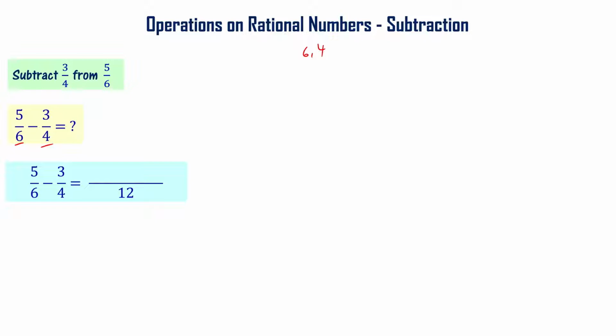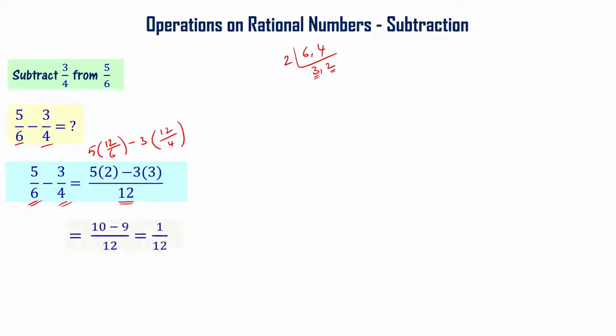6, 4. Then you have nothing common among 3 and 2. So 2 into 3 into 2, that is 12. That's why we have written LCM 12 here. Now I am going to write 5 into 12 divided by this particular 6 minus 3 into 12 divided by this 4. So I can write this as 5 into 2 minus 3 into 3. So 10 minus 9 by 12, that is equal to 1 by 12.